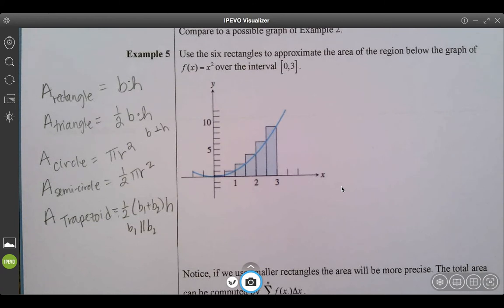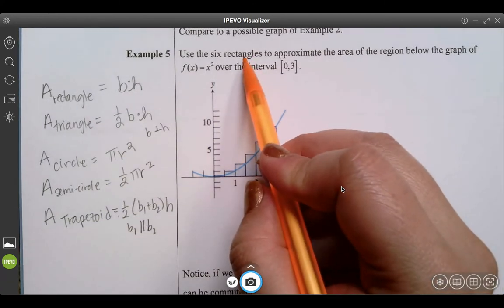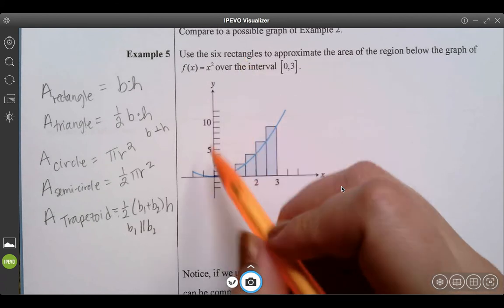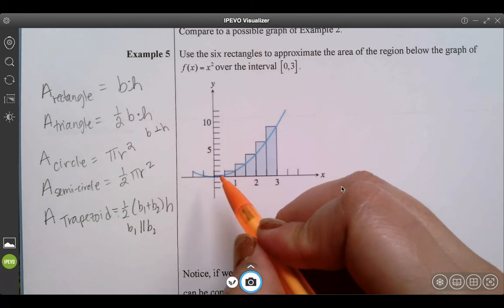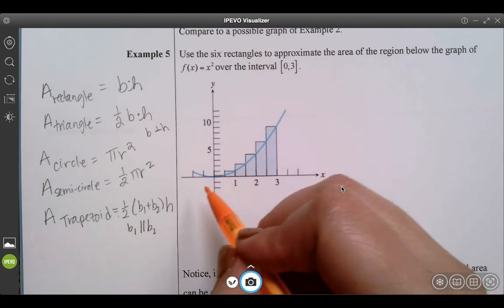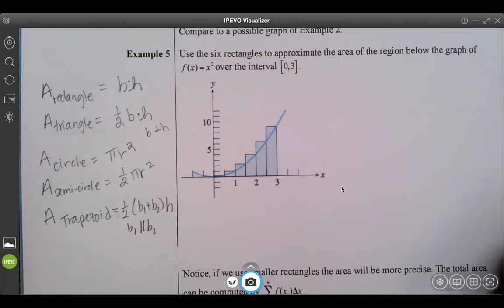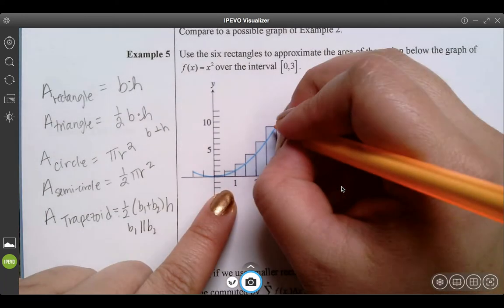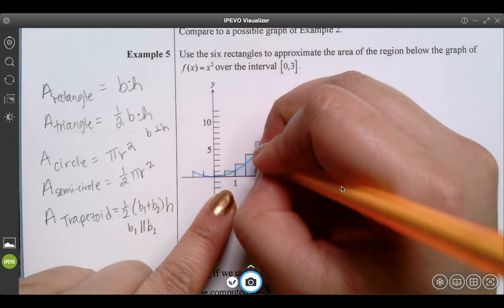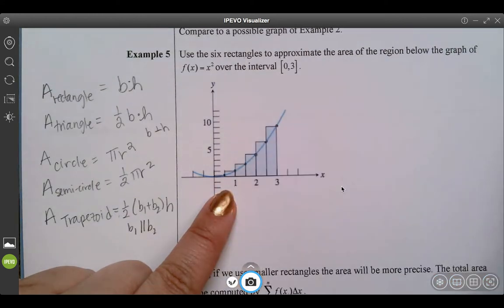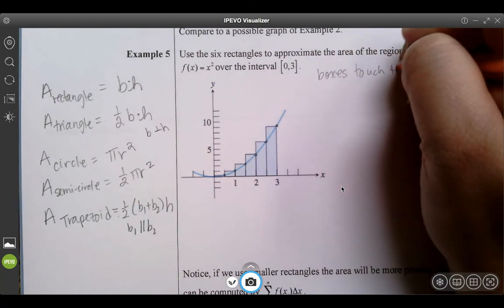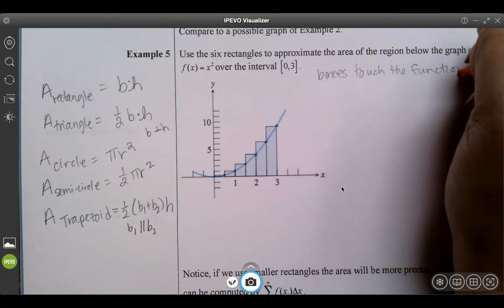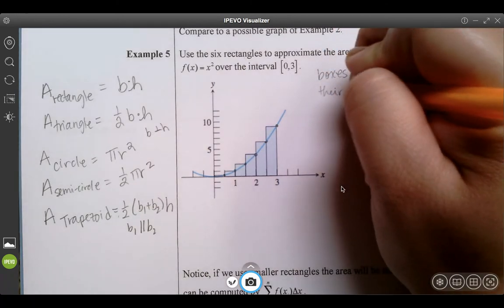Well, in example 5, we're using rectangles, our basic area shape, and we're approximating the area underneath this curve. Now, we don't have the tools to find the exact area yet, but we can approximate it by making these little rectangles. We can get close. Notice these rectangles all touch our function on their right side, so the boxes touch the function on their right.